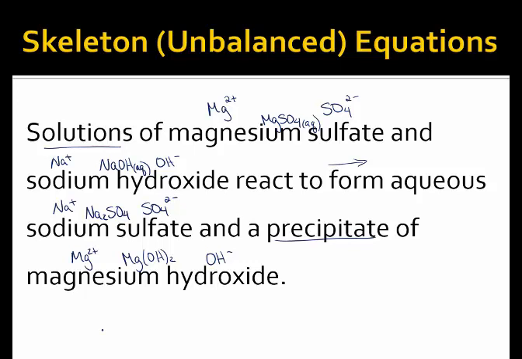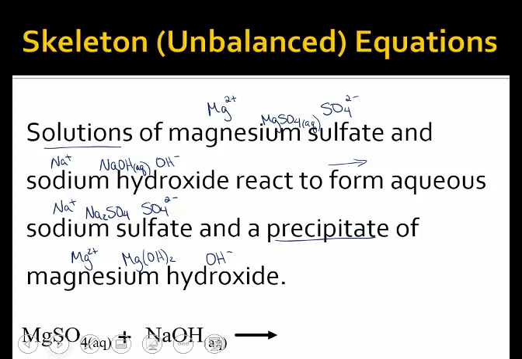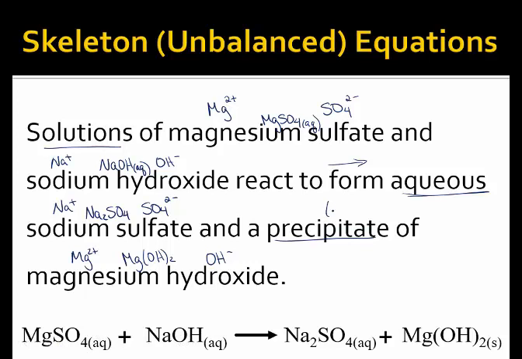Okay, so let's see what this all looks like now put together. I have magnesium sulfate in aqueous solution, combining with sodium hydroxide, also in a solution, and it's forming sodium sulfate, which stays in solution, right? It's an aqueous sodium sulfate, and a precipitate of magnesium hydroxide. Precipitate, again, means that it's going to be a solid.